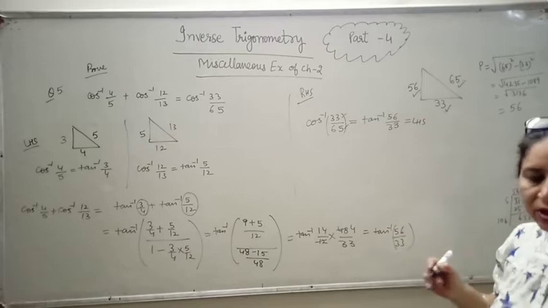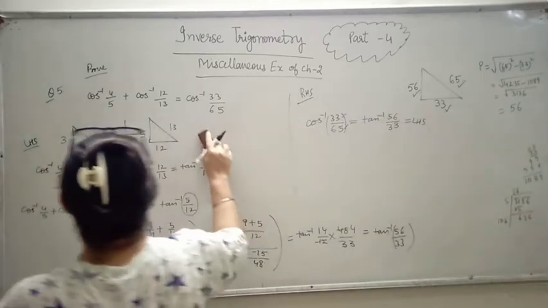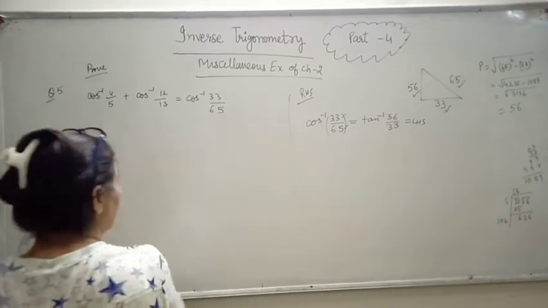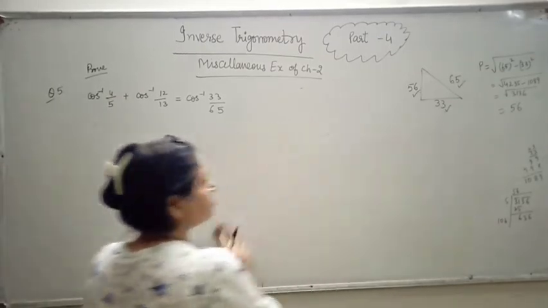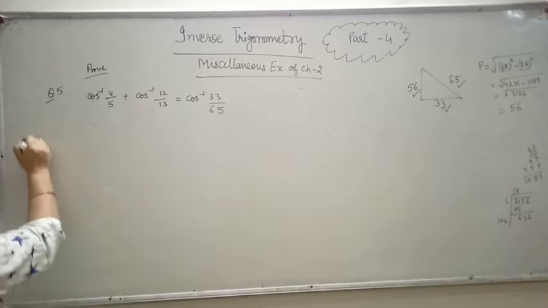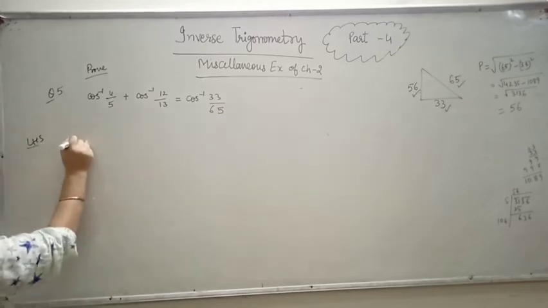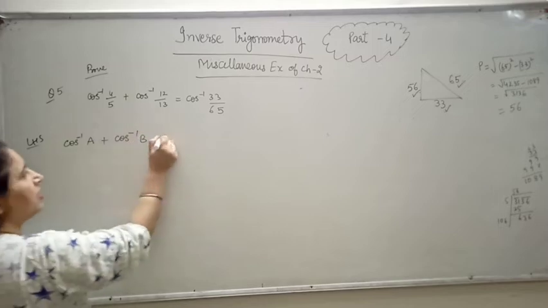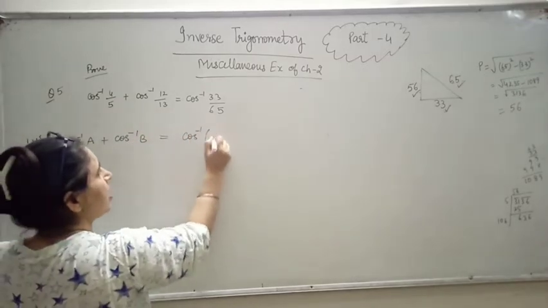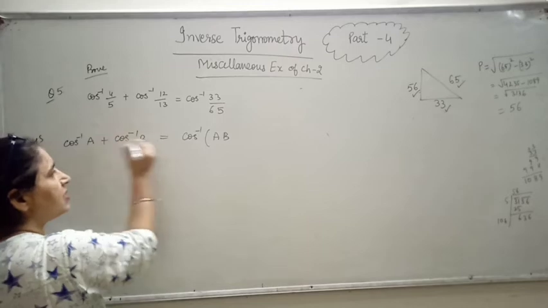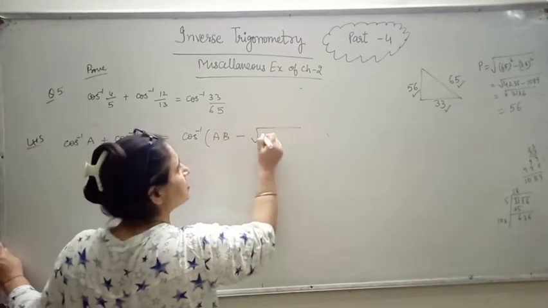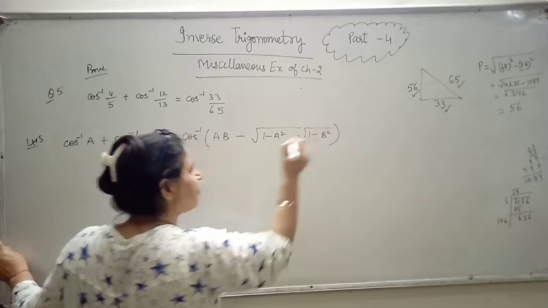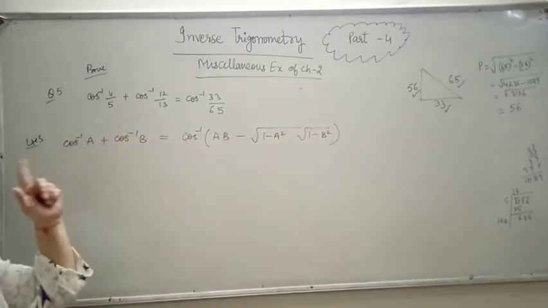Now I will tell you the other way by which you can solve it. That is by applying the direct formula. And what is that direct formula? Look here. Left hand side I will take, this is cos inverse A plus cos inverse B. That can be written as cos inverse of AB. If it is plus, then in that case I will apply minus, square root of (1 minus A square) (1 minus B square). In the beginning I have given you this formula. You go, you check it there.